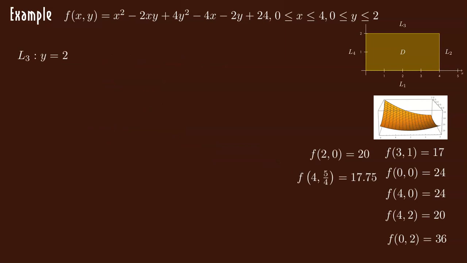Next line. Let's say we are looking at y equals 2. Plug it in, take the derivative, set it equal to 0, and solve. x is 4, y is 2, plug it into my function, and I get 20.